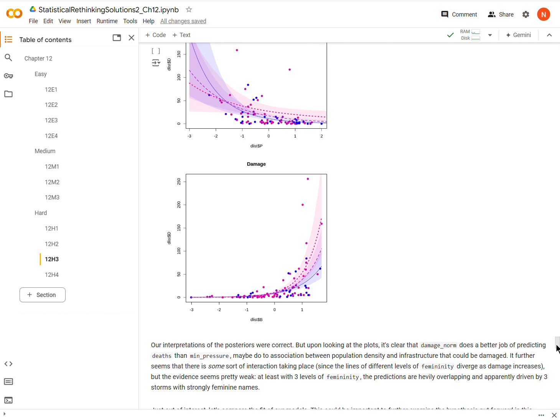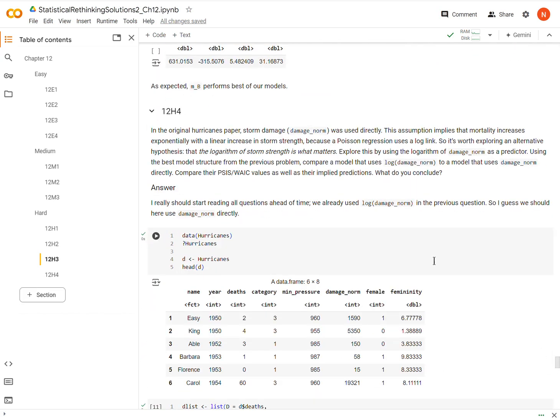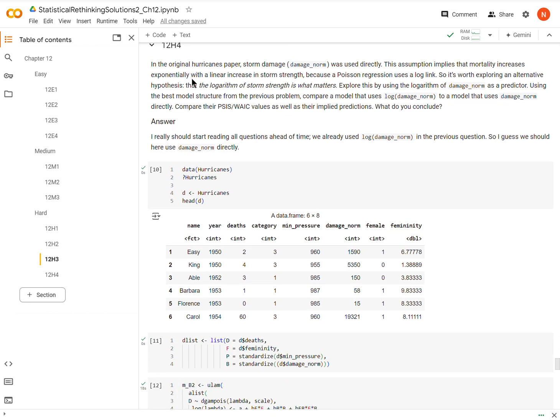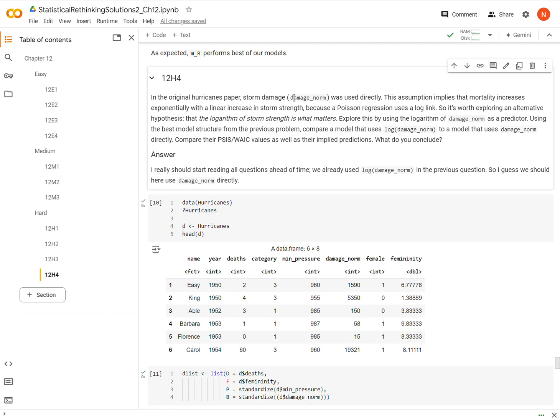But now I wish I had read ahead a little bit, because this question 12H4 seemingly prompts us to use log damage norm instead of damage norm directly, basically for the same reasons I was giving above. So I think this question assumes that in the previous question we used damage norm instead of log damage norm. So in this question, we're going to backtrack and use damage norm instead, because we've already used log damage norm, and then we're going to compare the resulting models.